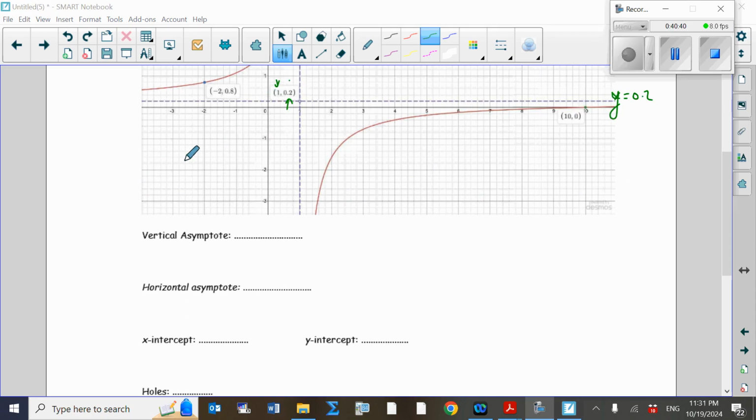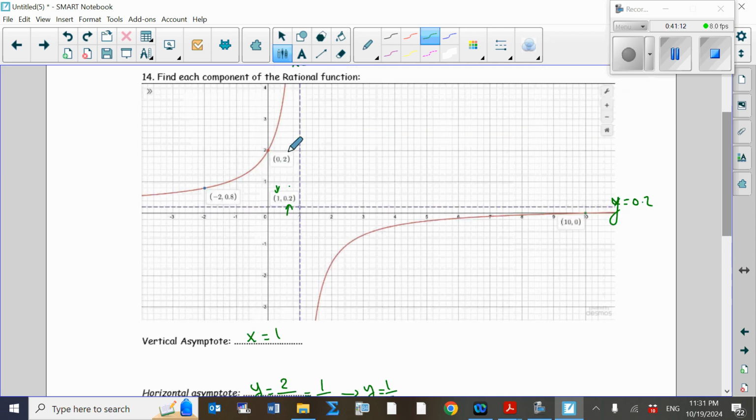Okay, so vertical asymptote is at x equal to 1. Horizontal asymptote is at 0.2, which you can write as 2/10 or simplify as 1/5. So your horizontal asymptote is y equal to 1/5. X-intercept is at 10 and 0. This is where the graph is crossing the x-axis. Y-intercept is at 0 and 2.